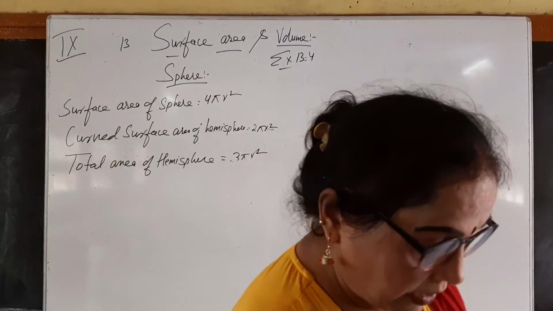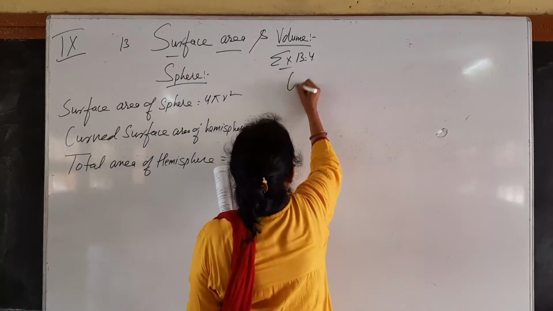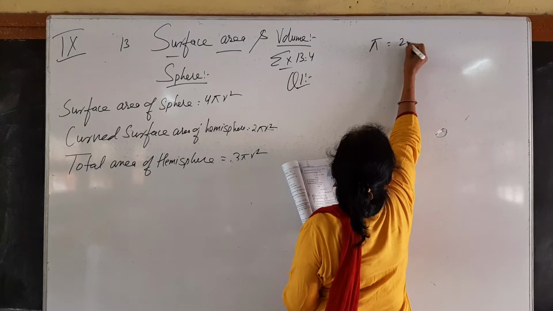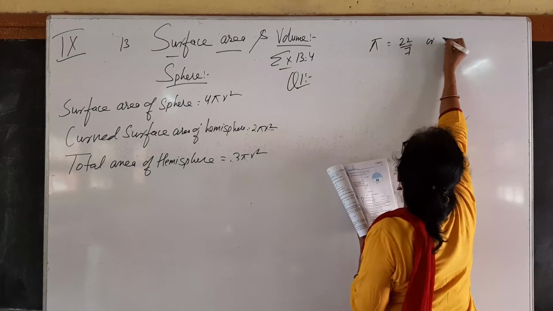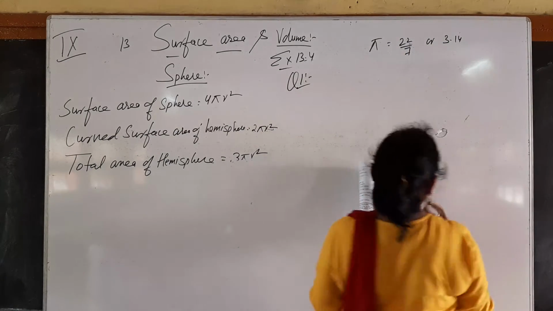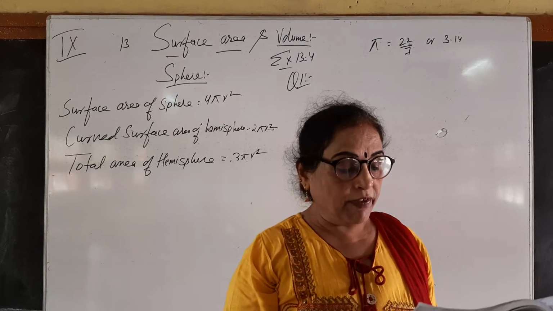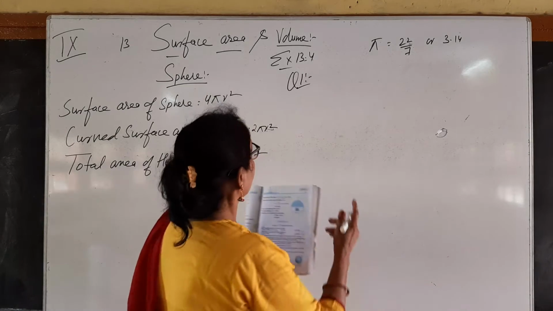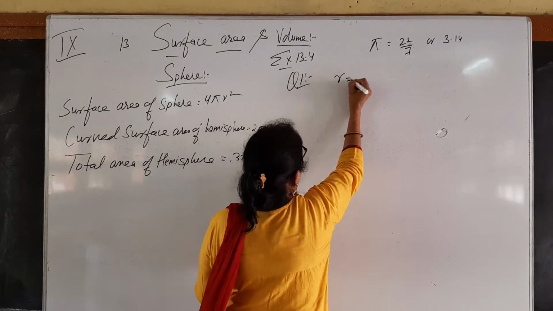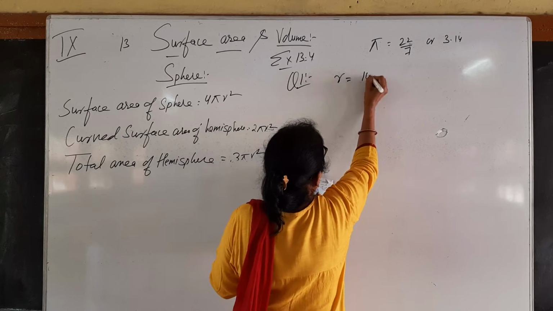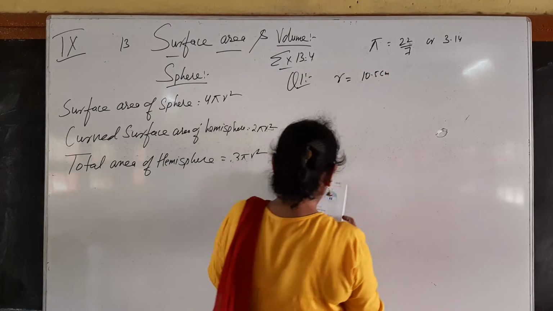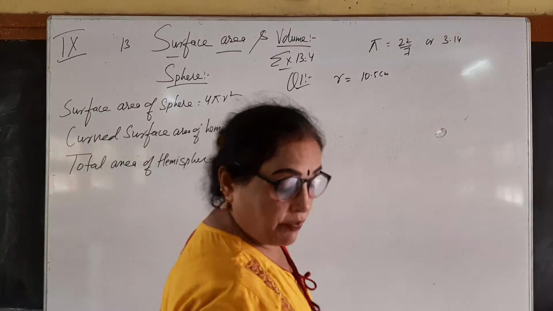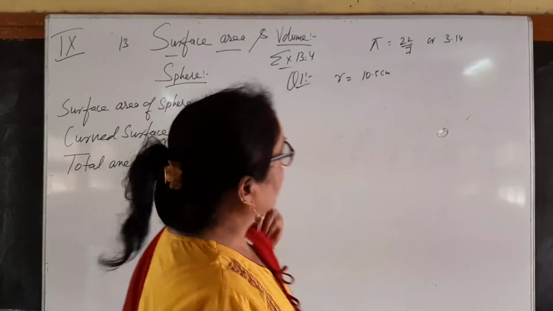Here, question number 1. We will use the value of pi equal to 22 by 7 or 3.14. Now in the first question, the radius r is given as 10.5 centimeters. What do we have to find here? The surface area of a sphere.